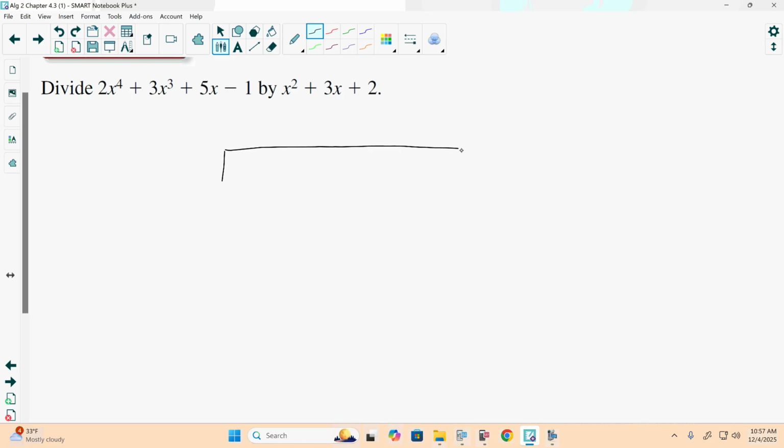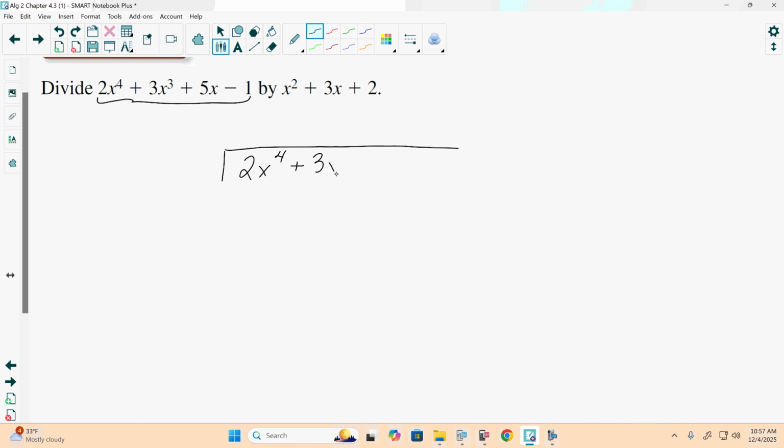So we've set up our division symbol. What's being divided is going to go inside. Our first term is 2x to the fourth, because we always start with the variable with the biggest power. One thing I forgot to mention is that we do need all the terms. We have 2x to the fourth.